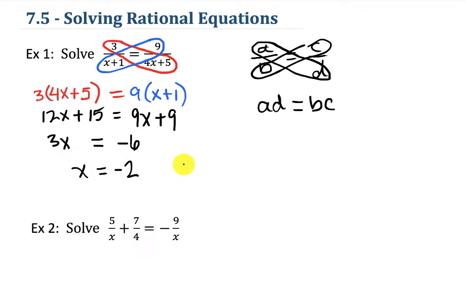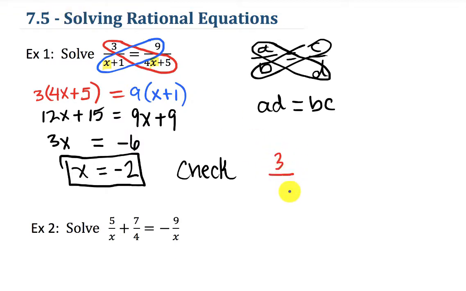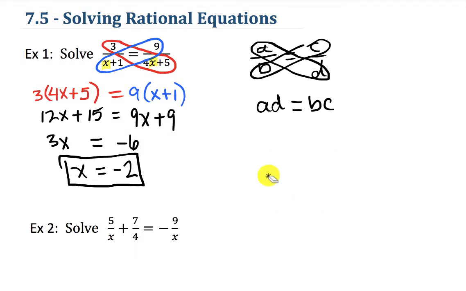Just like with radical equations, we want to go ahead and check that this solution works. So plug -2 back into the original equation, substituting -2 in for the first expression, I get 3 over -2 plus 1 equals 9 over 4 times -2 plus 5. Simplify, we end up getting -3 equals -3. So this checks out. So x equals -2 is our solution.